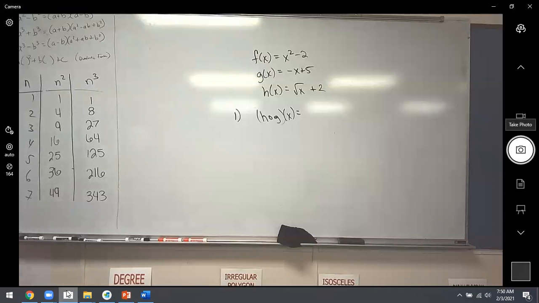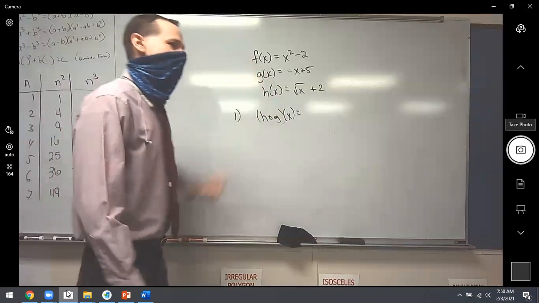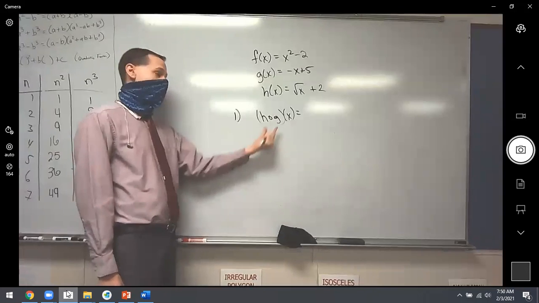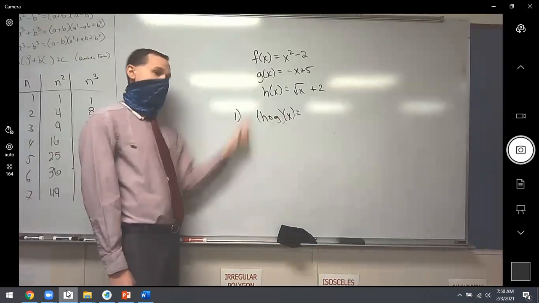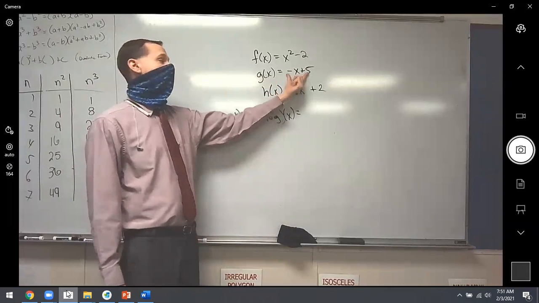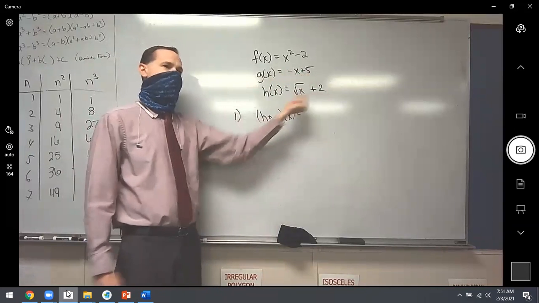It says h composed with g. So that means you're putting the one on the right into the one on the left. It doesn't matter what their names are. So g goes inside of h. G happens to be this thing right here. So we're going to plug that into h anywhere we see x's.